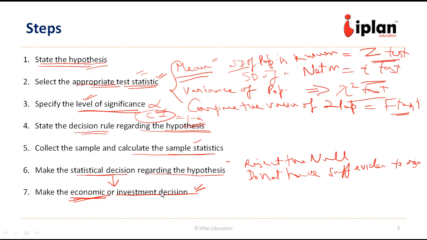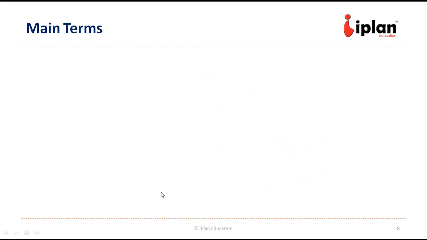Let us move to the next slide. There are a few terms regarding it. Let us be clear about them before moving further. First are the type 1 and type 2 errors. So we have already seen what is null hypothesis, what is alternative hypothesis. There are two hypotheses.